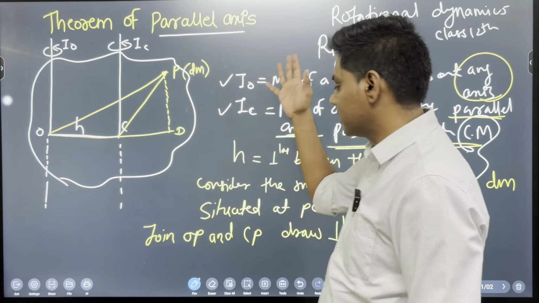Next we consider the small element dm, situated at point P. After that, we join OP, then OC, and draw the perpendicular PD on OC produced. So this is the diagram of the rigid body. After that, we go through the Pythagoras theorem, and then we can complete the parallel axis theorem. Now it is very easy. Remember.